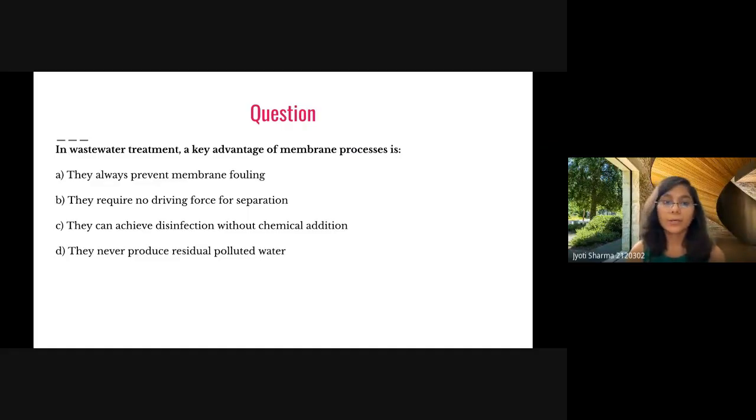Okay, so Venkatesh gave me a D answer, but the answer is C, because they can achieve disinfection. Disinfectant is used to kill the viruses and bacteria that we have. And this can be achieved by the membrane processes using RO, even without adding any chemical. So that's how the membrane process is also doing the work of disinfectant. That's how this is the key advantage.